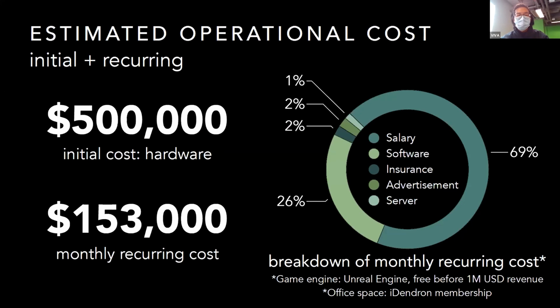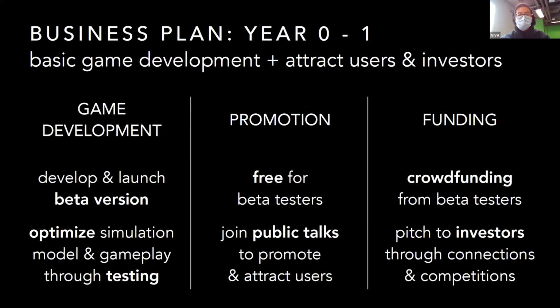We may have 500K for the initial cost, and also around 1,500K for the monthly recurring cost. But actually, with our business plan, we are able to make a stable business.